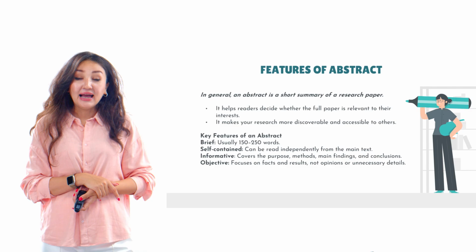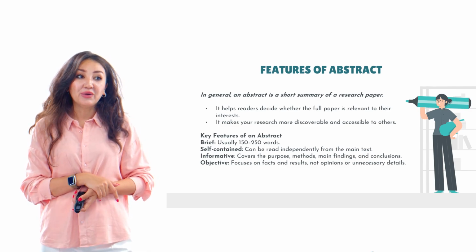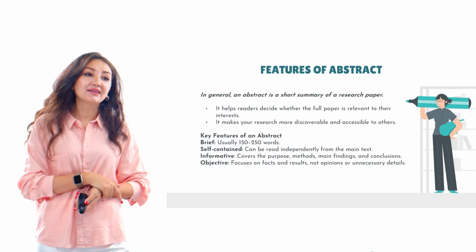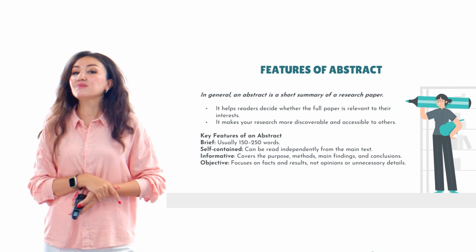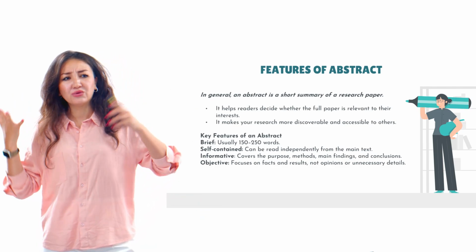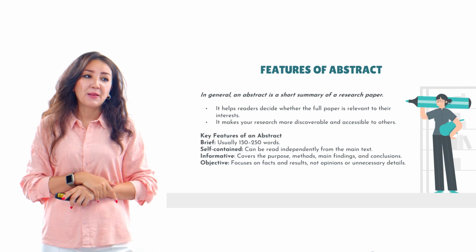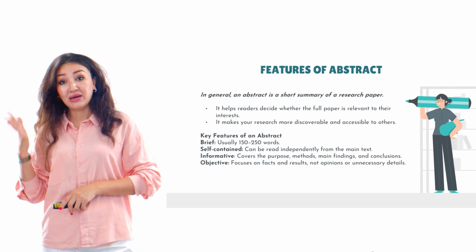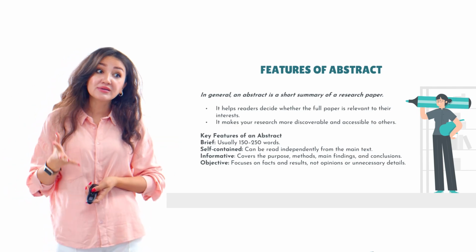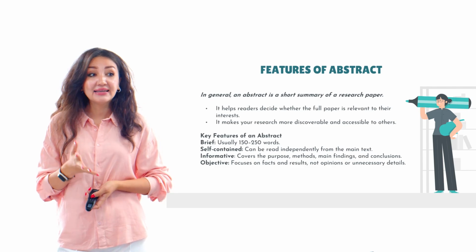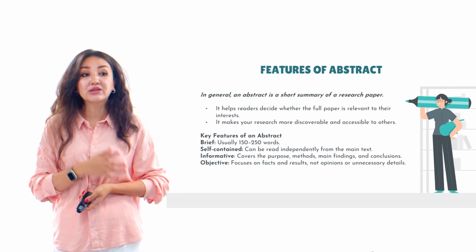The abstract helps the reader decide whether the full paper is relevant to their interest. As I said, it makes your research more discoverable and accessible to others. So that's why an abstract has 150 to 200 words, and it can be written independently from the main text, and it mainly covers the purpose, the method, main findings, and conclusion section of the research.